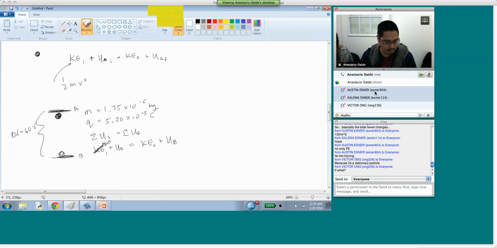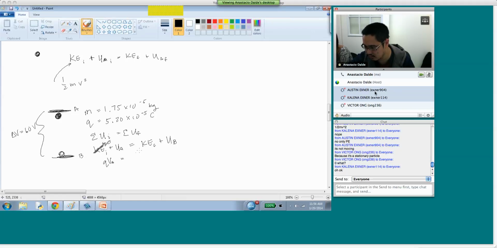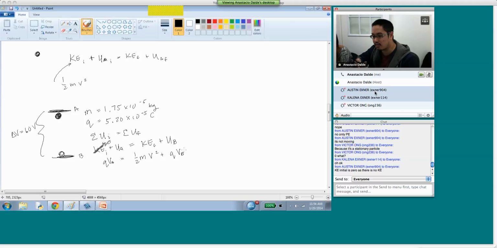All right. What else? I also know that UA is actually Q times the voltage at A, which is equal to 1/2 the mass of the thing times the velocity squared plus Q times the voltage at B. We cool? Yes, exactly, Austin. Kinetic energy is 0 at the beginning because it wasn't moving. But it is moving at the end, so I can't make kinetic energy final 0. It's moving.